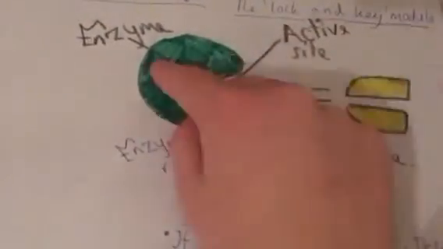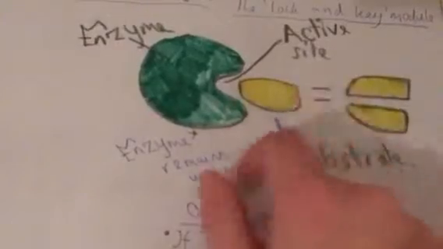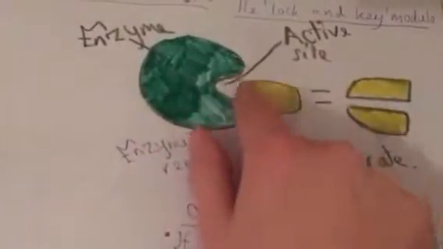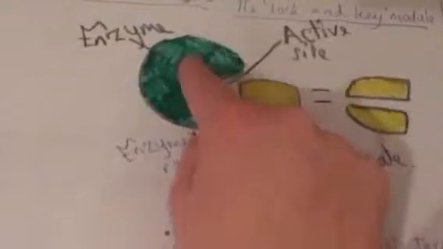This model is called the lock and key model, and basically it's how the substrate and the enzyme fit exactly into each other. I know I drew the substrate a bit big here, but it would generally fit right in to make this whole thing a circle. It could be any shape at all, just to make sure it fits.